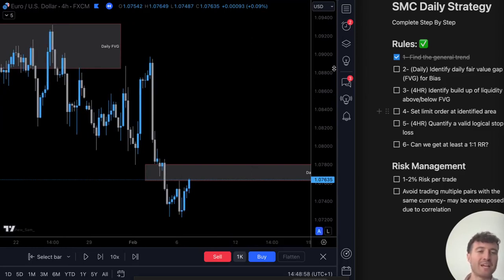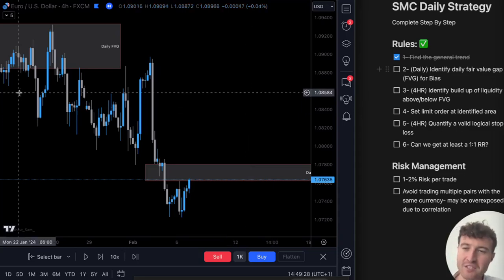Step number 2 is to identify our daily fair value gap for our directional bias. A daily fair value gap just gives us an overview of where price is more likely to head. For example, if we've got a bearish fair value gap, that indicates that price sped up from that area, and that is where the sellers did actually step into the market. So think of a fair value gap as literally an area of resistance.